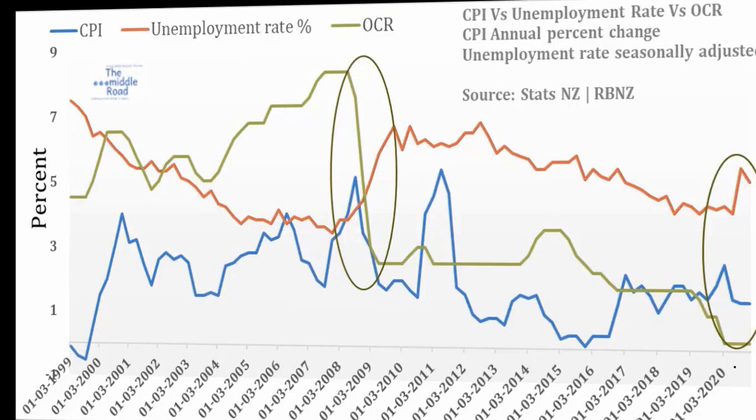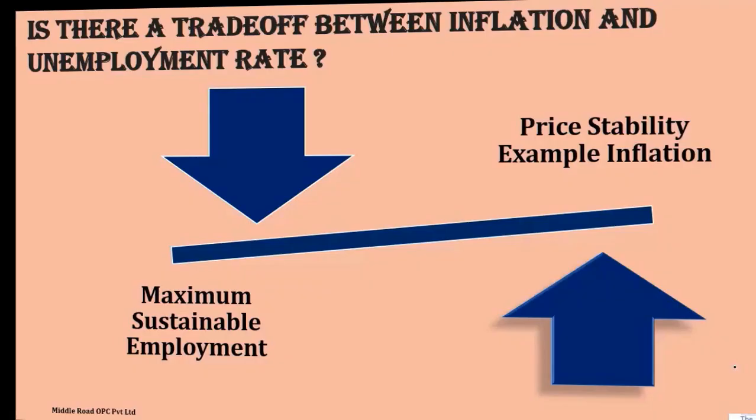In this particular graph, I wanted to show you the unemployment rate, the OCR and how the CPI has changed. I know it comes out as too much data, but I wanted to show how the unemployment rate has moved, because this is a dual mandate. This is one of the prime things in part 1 which I've covered: how the CPI and unemployment rate have moved over a period of time.